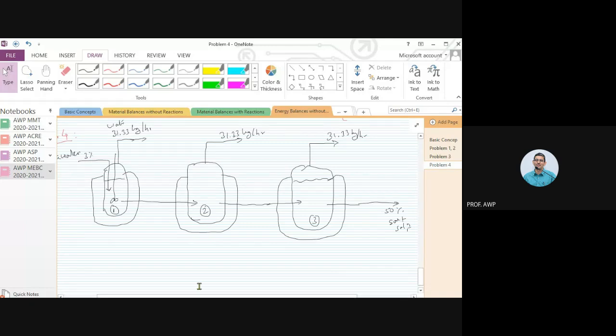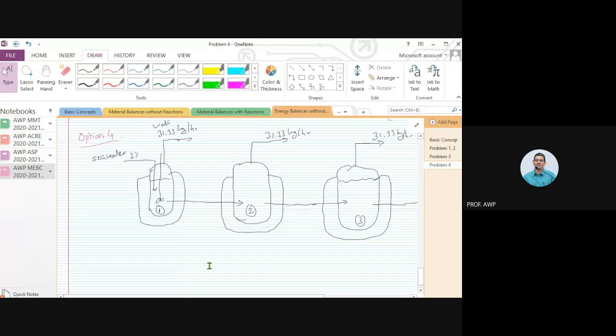Right? Do you agree with that? Now I will use steam here. I will get condensed water here. Now what would be the temperature inside evaporator 1? What will be the salt concentration coming out of evaporator number 1?